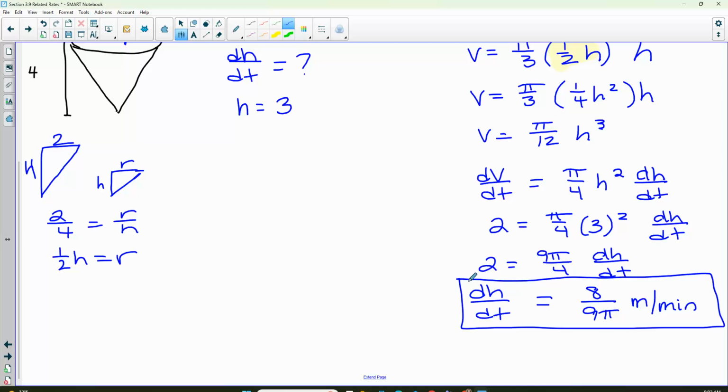So that one was a little more challenging because we had to get rid of r before we did our derivative. And we should be kind of picking up that similar triangles has been helpful on a couple of these questions already. We did one Friday where similar triangles worked, and it helped us again here. Questions on that?